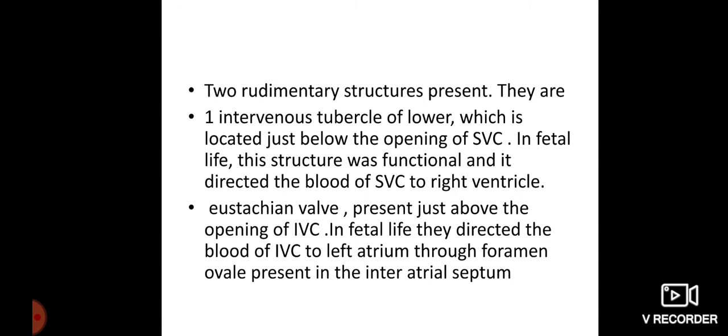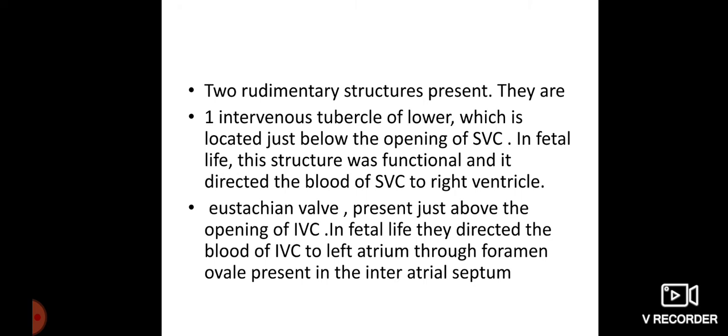In fetal life, there is no functional lung in the fetus. So the exchange of materials and gas all take place through the placenta. The placenta is supplied by, or is giving rise to, the umbilical arteries. Then the fetus has additional structures like the eustachian valve and the intervenous tubercle of Lower. Then the interatrial septum has an opening called the foramen ovale. All these structures are not present in adult life.